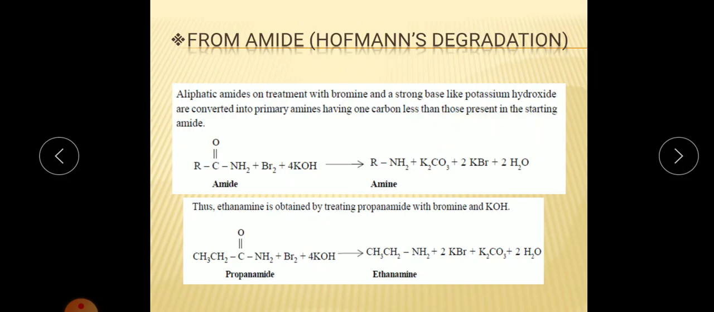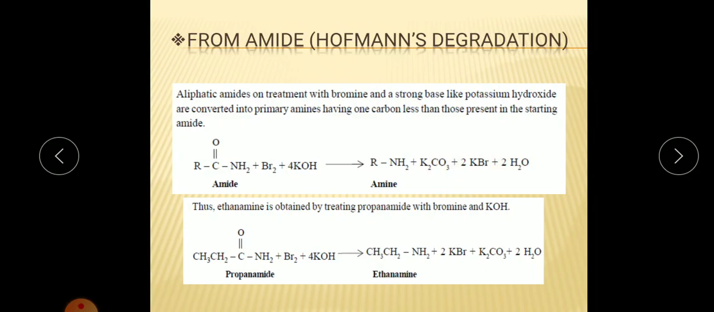So over here, what will happen, in this we take an amide. Amide means having a functional group CONH2. When it reacts with bromine and potassium hydroxide, the CO group will be removed and it will form directly RNH2, that is amine, plus other byproducts formed are K2CO3, that is potassium carbonate, KBr, potassium bromide, and water.